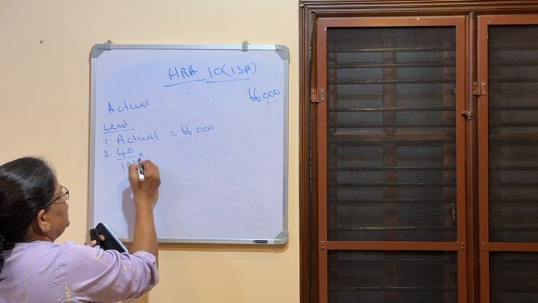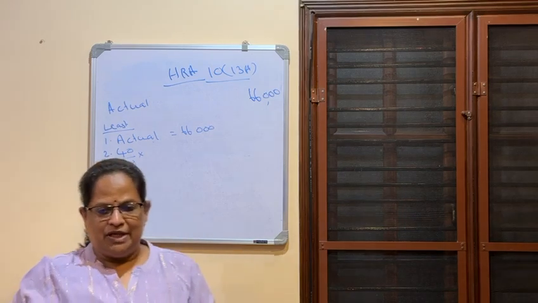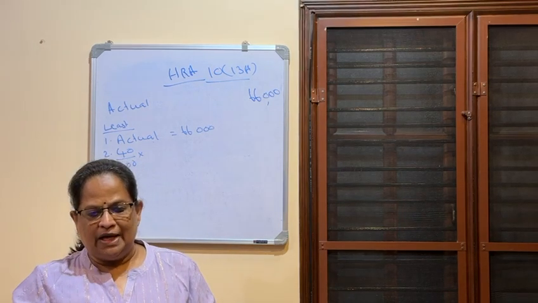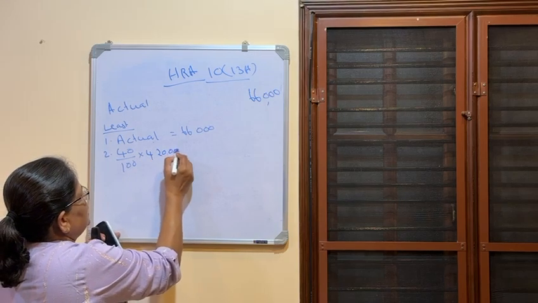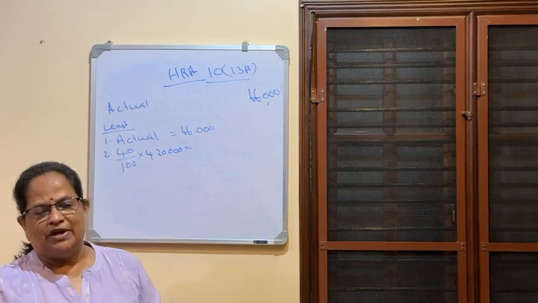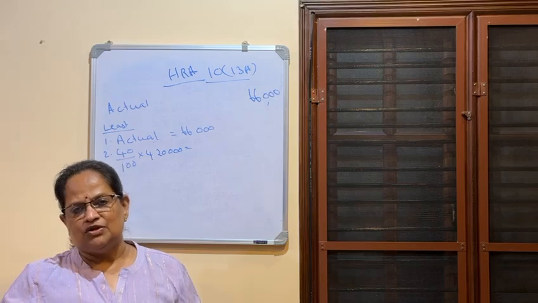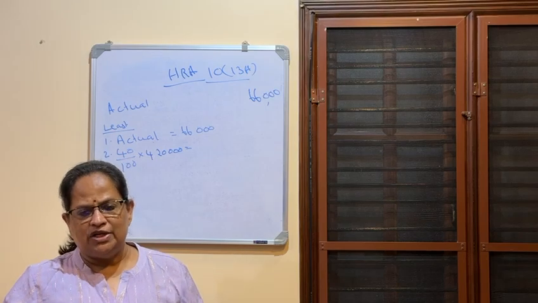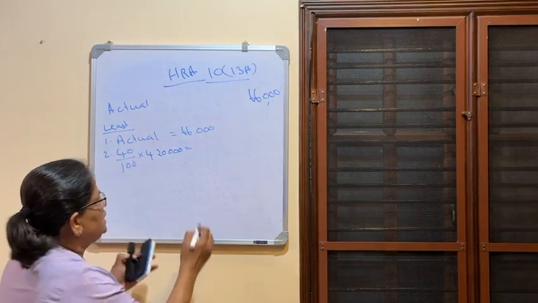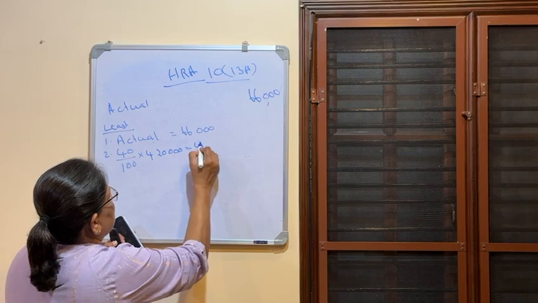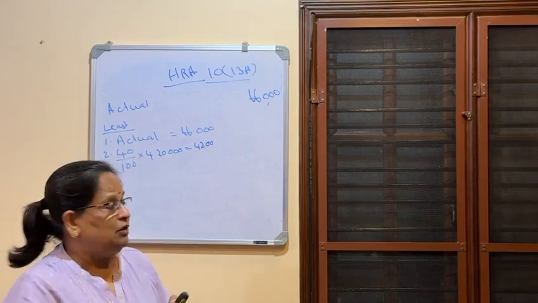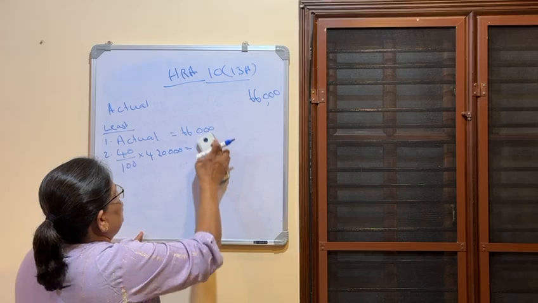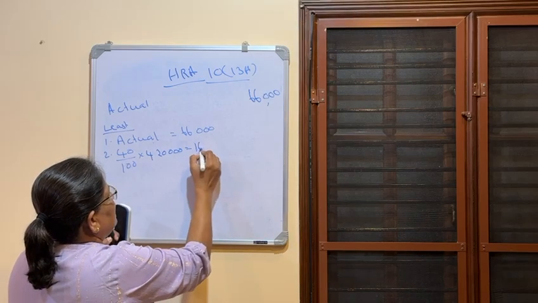40 by 100 into 4,20,000. Now how are we getting 4,20,000? Salary is 27,500 plus dearness allowance 7,500. So 35,000 into 12. So that value is 4,20,000, and 40% of it is 1,68,000.